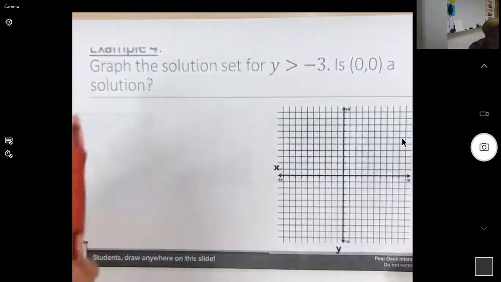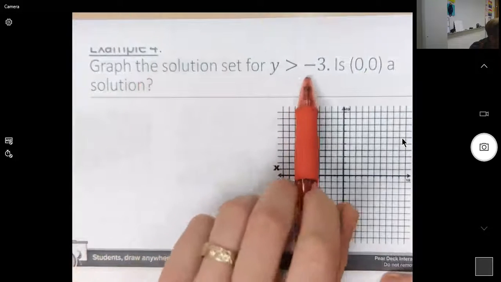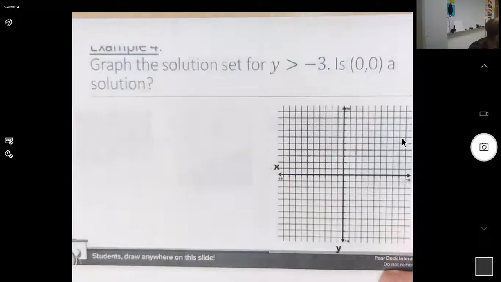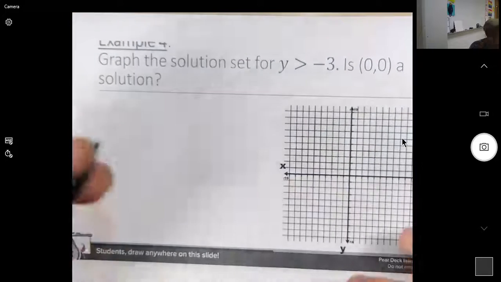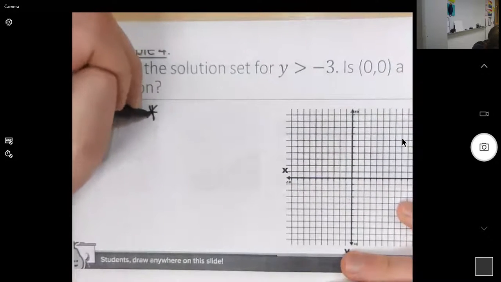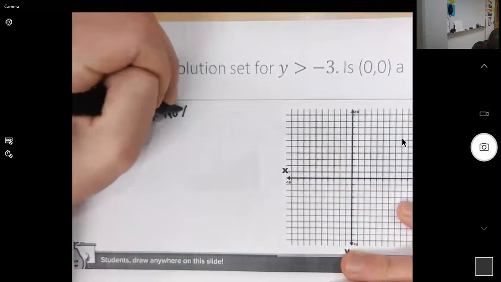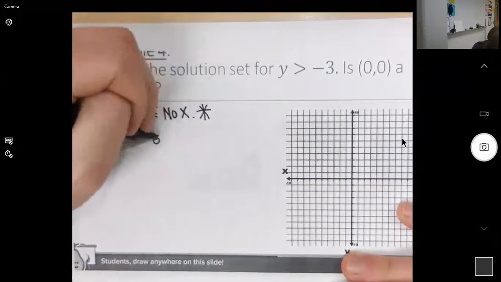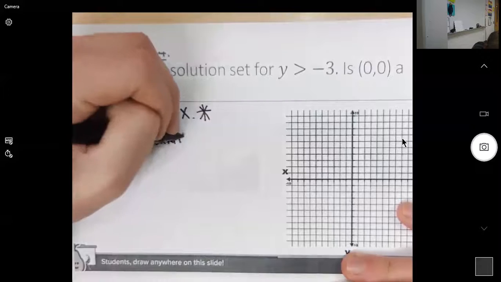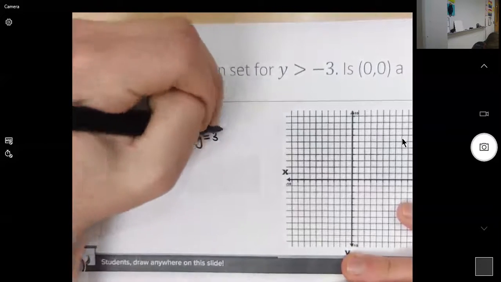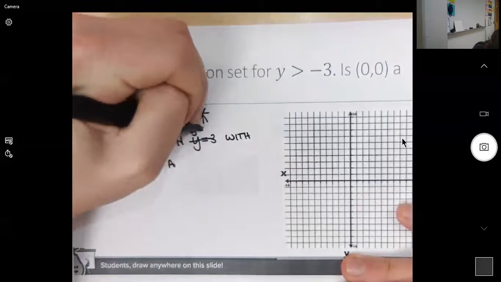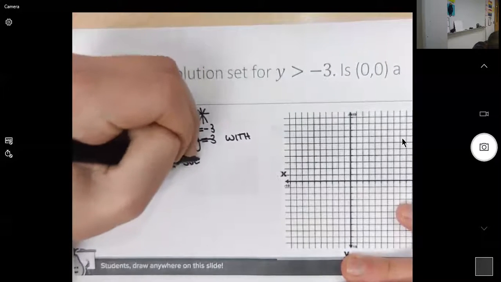Okay, so this one says graph the solution set for y is greater than -3. Is (0, 0) a solution? One of the things you have to notice here is that we are missing a variable. There is no x. And if there's no x, what we need to do is graph y equals 3 with a solid or dashed line. Sorry, not y equals 3, y equals -3, with a solid or dashed line.